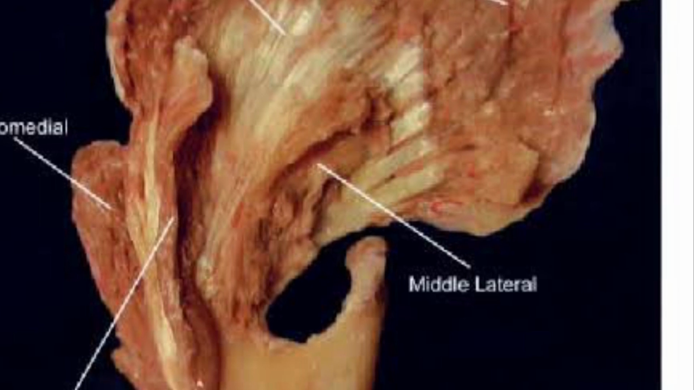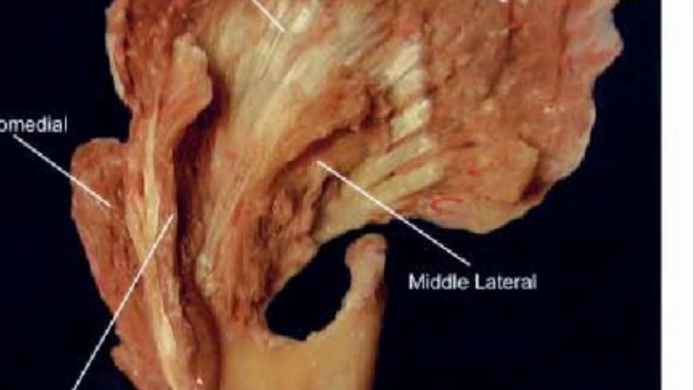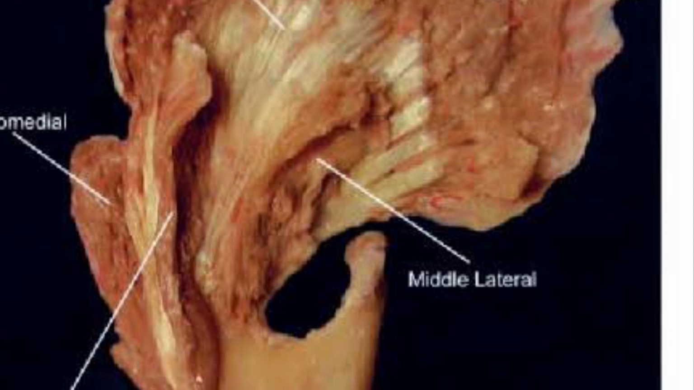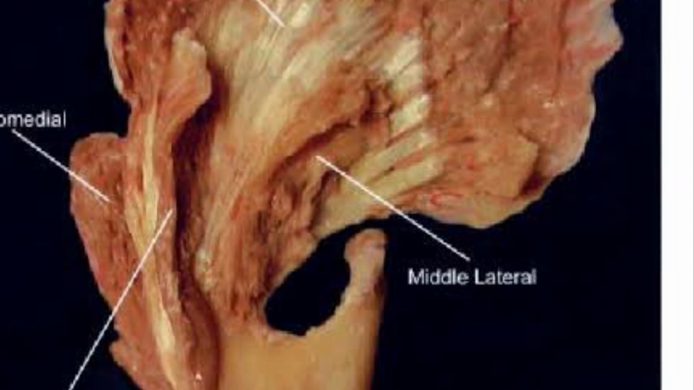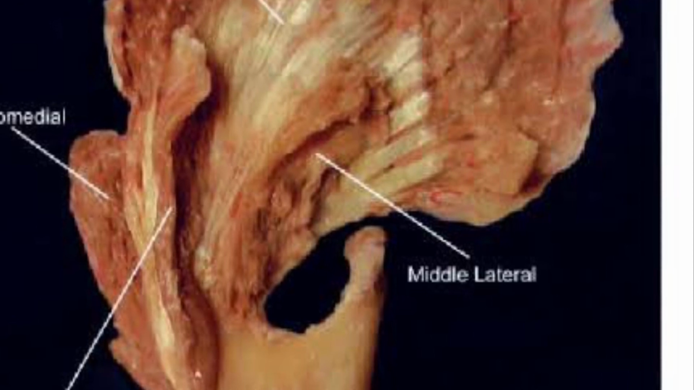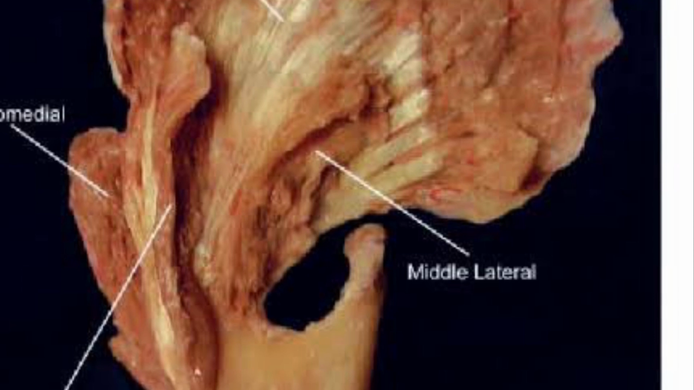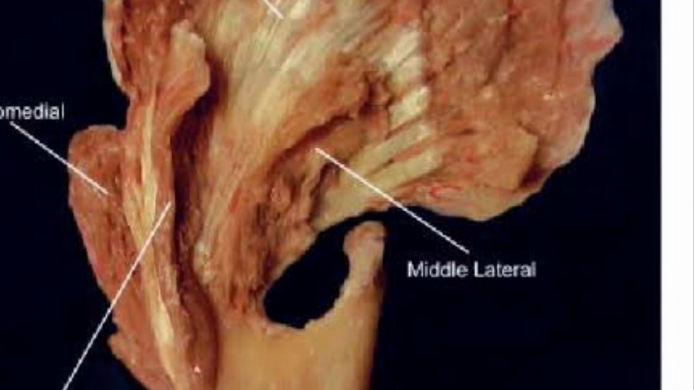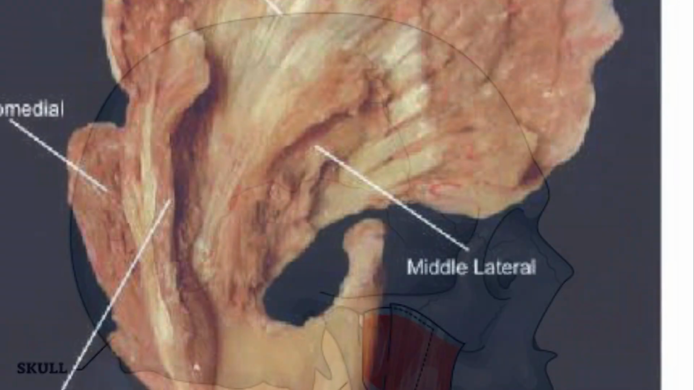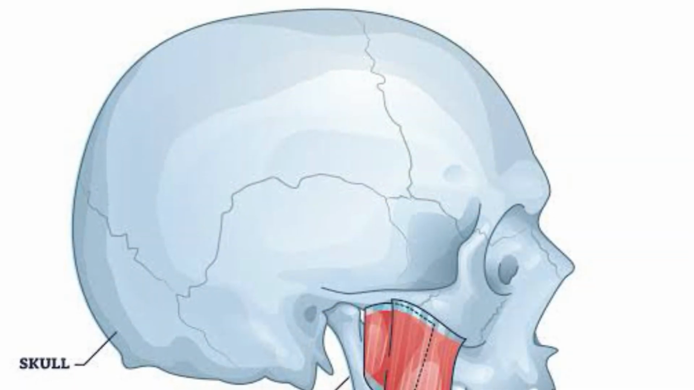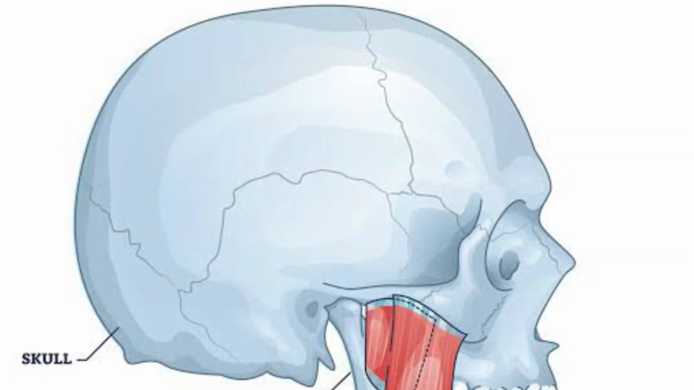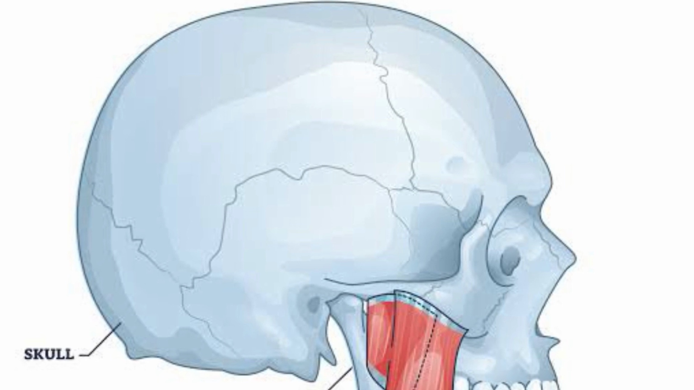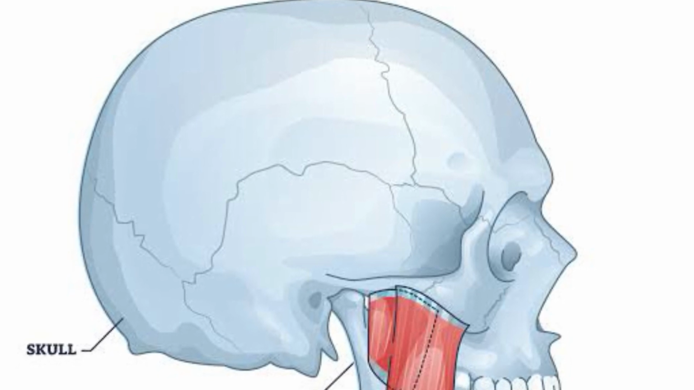The blood supply of the temporalis muscle mainly comes from deep temporal branches of the maxillary artery and middle temporal branches of the superficial temporal artery. So it's supplied by the maxillary artery and superficial temporal artery. The masseter muscle is a rectangular muscle that arises from the zygomatic arch and inserts on the lateral surface of the ramus of the mandible at the angle of the mandible.